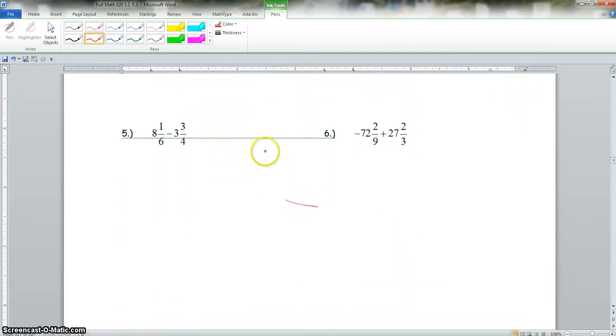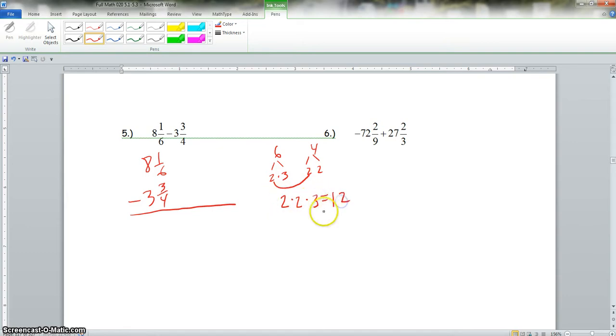Now we come to number 5. Number 5, we had 8 1/6 minus 3 3/4. Now we need to find a common denominator. So we'll take 6 and 4. 6 becomes 2 times 3, and 4 becomes 2 times 2. Now, what we have here, we have 2 and 3, and we also have 2 and 2. Now, to build our least common denominator, we match up these 2's here. We count it once. We have 1 2 left over, and also a 3.